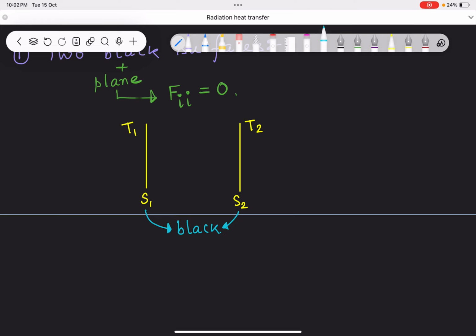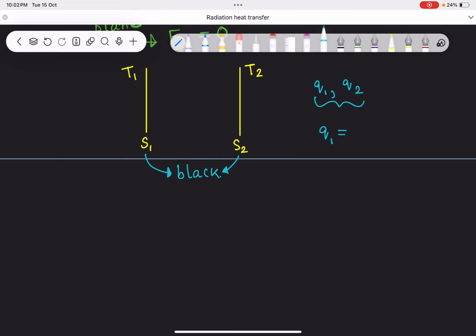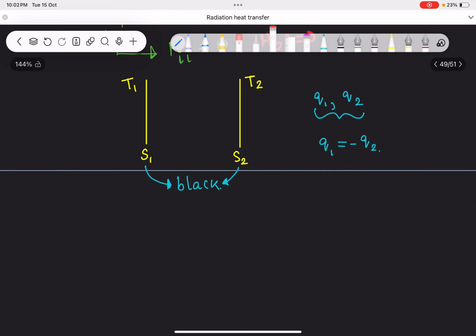Now I have given you the temperatures T1 and T2, and I need to find Q1 and Q2. In steady state we can directly say that Q1 is equal to minus Q2, otherwise the temperature will increase. Another assumption is that HOi is equal to 0, that is, there is no external radiation energy incoming from outside. Any heat interaction is by radiation between these two surfaces.